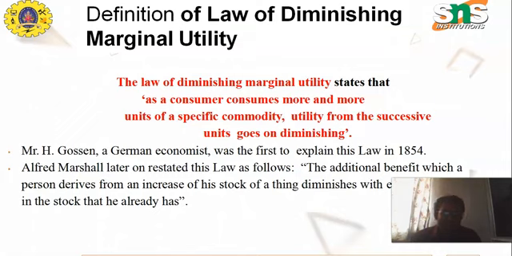Next, we are going to discuss the law of diminishing marginal utility. The law of diminishing marginal utility states that as a consumer consumes more and more units of a specific commodity, utility from the successive units goes on diminishing. H. H. Gossen, a German economist, was the first to explain this law in 1854. Alfred Marshall later restated this law as follows: the additional benefit which a person derives from an increase of his stock of a thing diminishes with every increase in the stock that he already has.